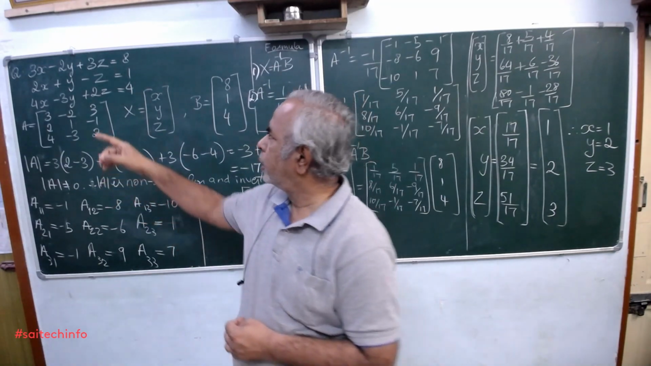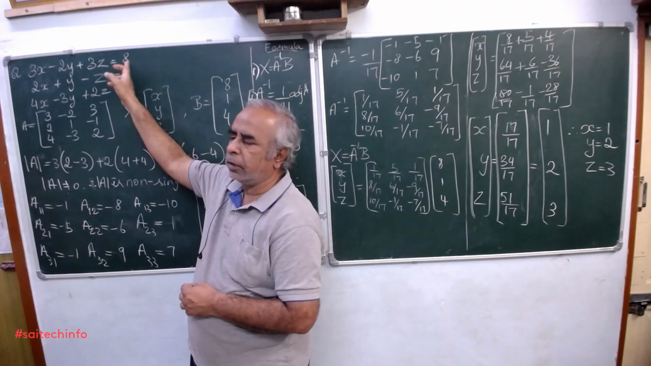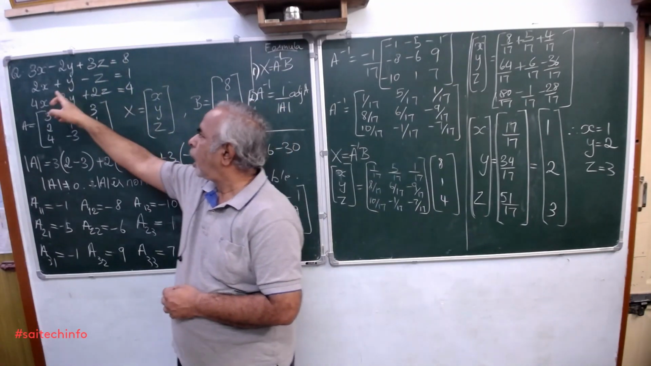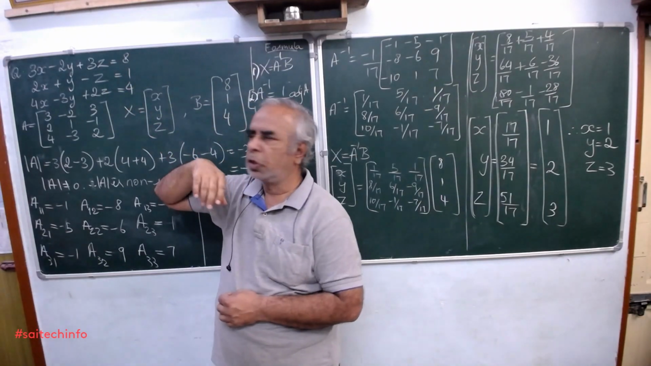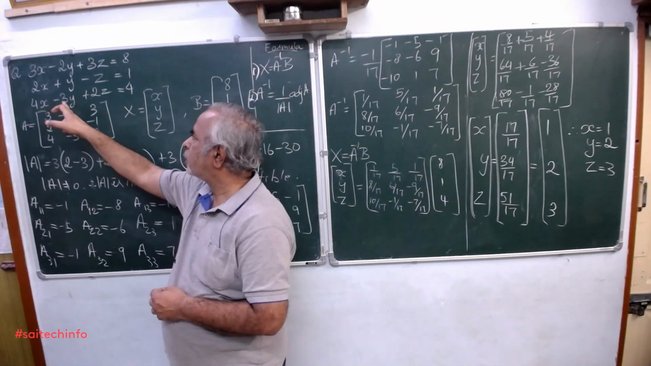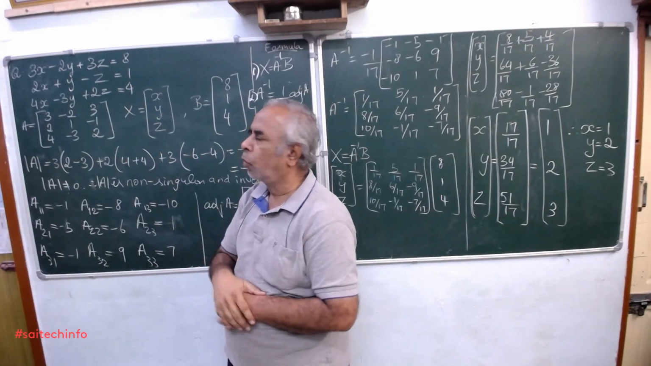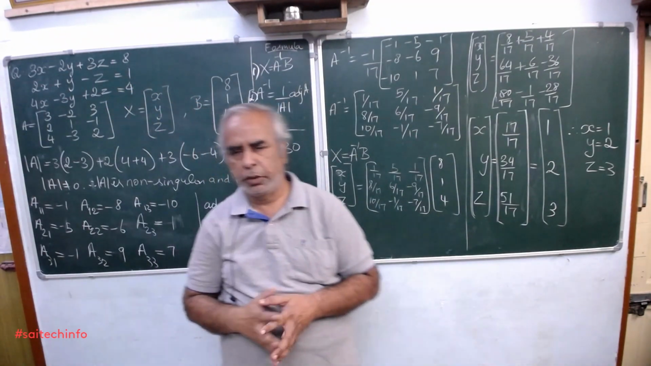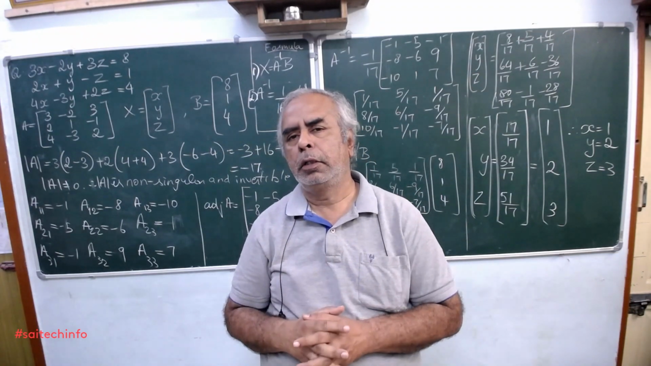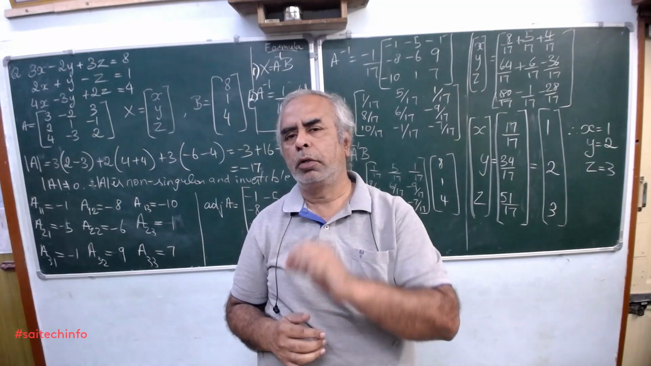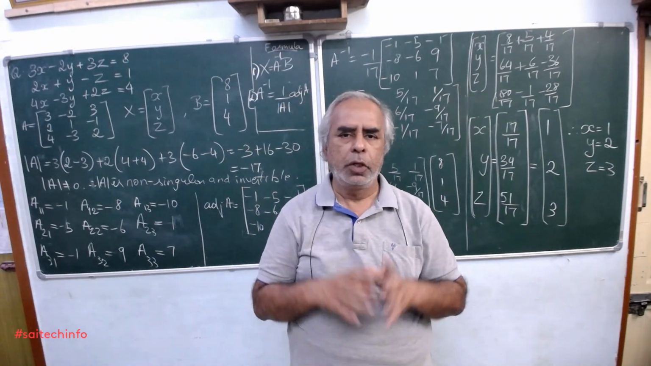So we have here 3x minus 2y plus 3z is equal to 8. This is equation number 1. And 2x plus y minus z is equal to 1. That is equation number 2. Then 4x minus 3y plus 2z is equal to 4. Now we are going to solve these equations. When I say solving the equations, it is nothing but finding the values of x, y and z. Do you understand?